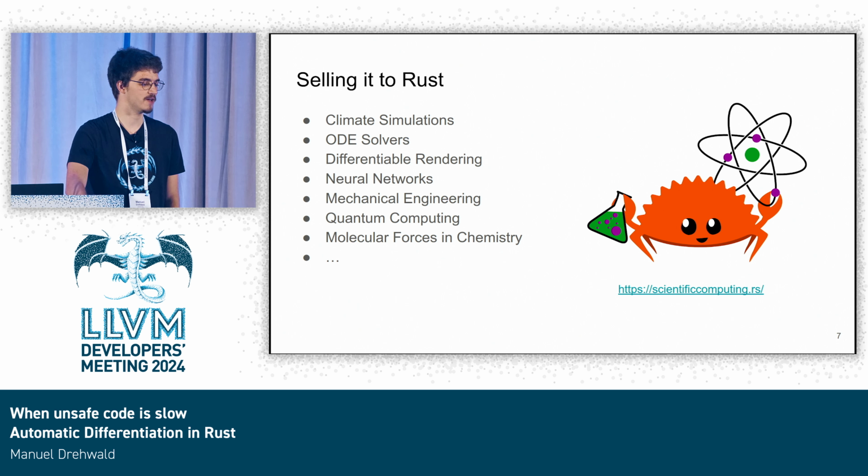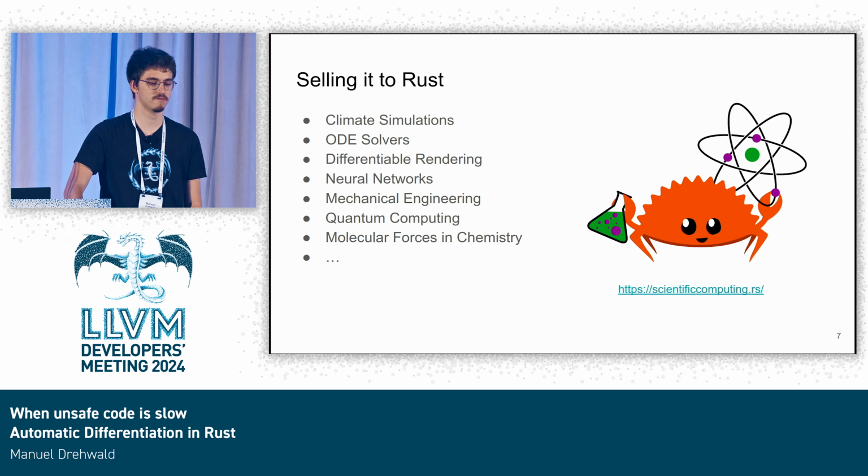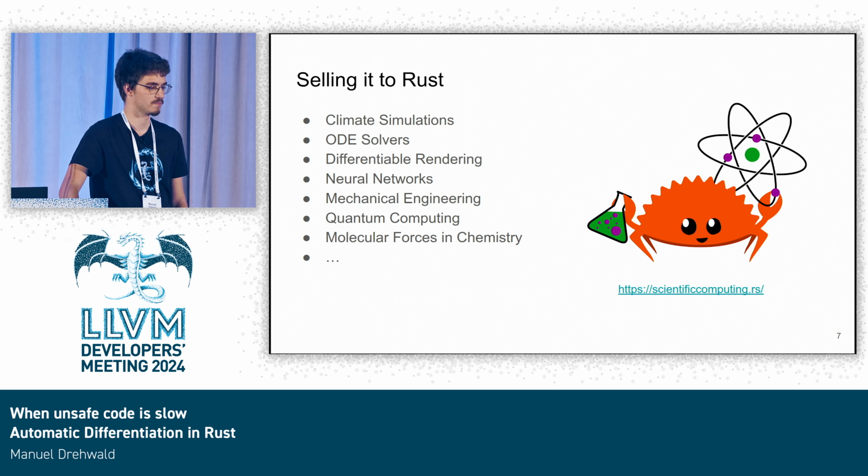So backpropagation for neural networks is maybe the most glamorous at the time, but there are a lot of applications in high-performance computing and scientific computing out there which make use of automatic differentiation. So these are the ones I'm in touch with to some extent, but obviously there are many more.